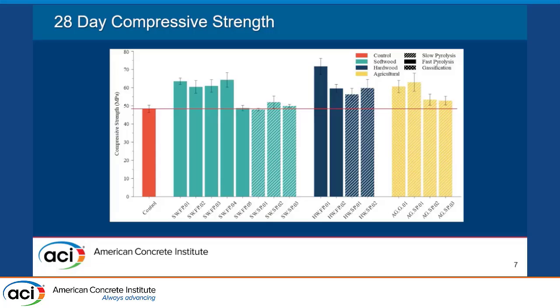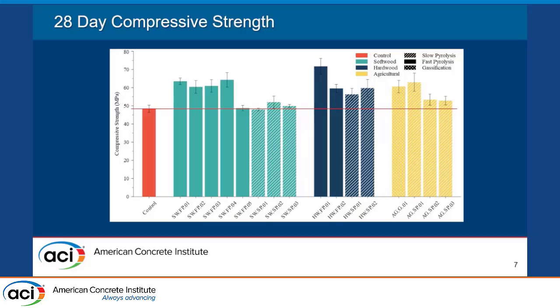This is the 28-day compressive strength data that was introduced earlier. We collected 16 different biochars, milled them all to roughly 10 microns below the size of cement grains, and replaced 10% of the cement mass with biochar. Despite using less cement powder, we were able to see comparable or significantly improved compressive strength after 28 days of curing compared to our control.